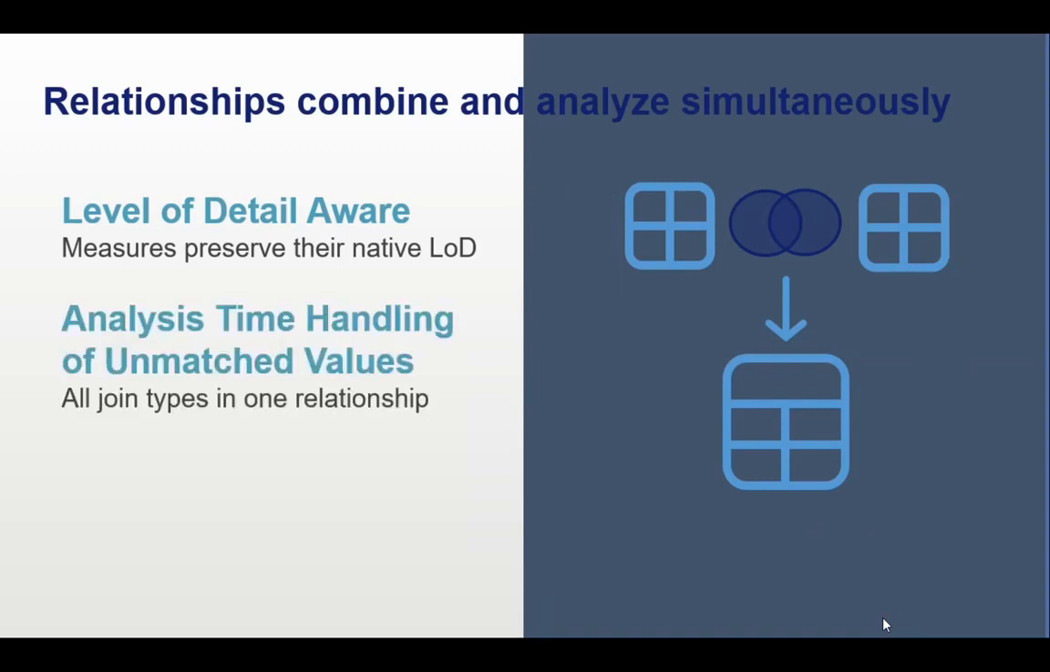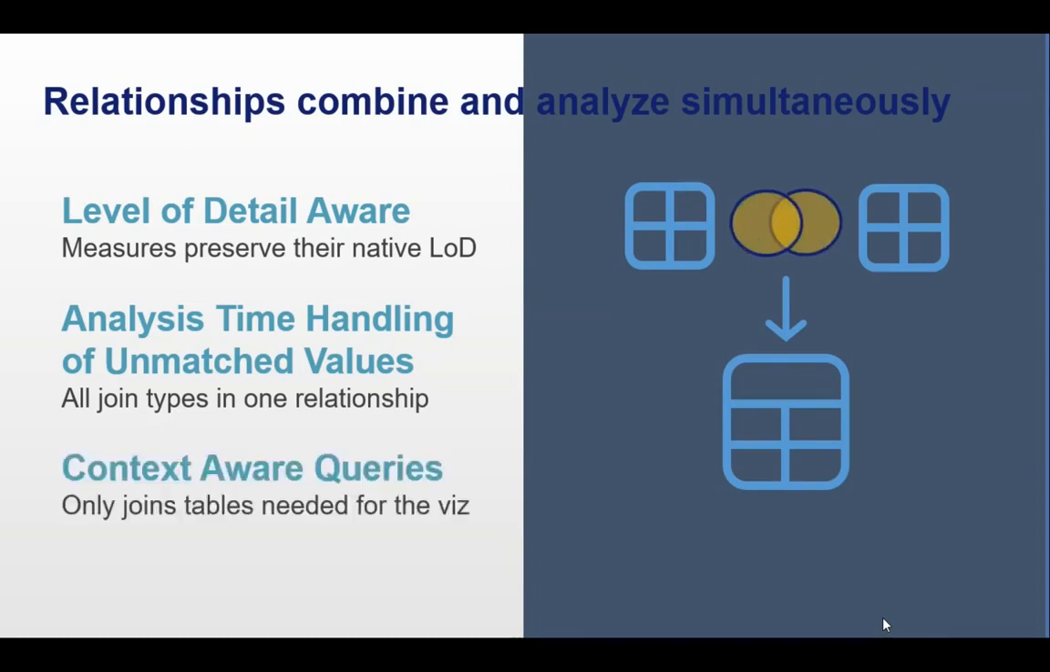And of course, the analysis time handling of unmatched values. Since unmatched values are handled individually per visualization, a single data source can simultaneously support all join types. It could be inner, it could be left, right join, or even the full outer join. So relationships are even context aware, and the queries being sent to the database are contextually aware.